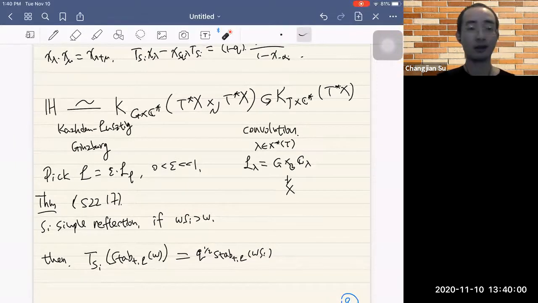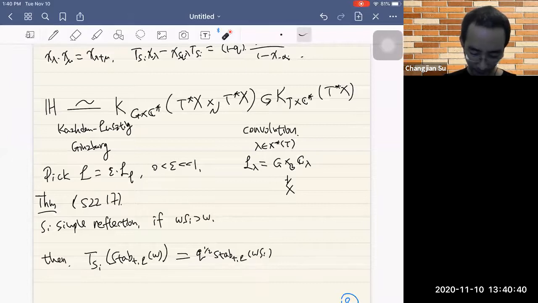A very similar theorem as before is as follows. Now if we consider this Hecke algebra action on this stable basis, where s_i is a simple reflection, and if w s_i is bigger than w under the Bruhat order, then the action of this simple generator T_{s_i} in the affine Hecke algebra on the stable basis is very simple. It is just right multiplication by s_i, and we have this q^{1/2} because of the normalization conditions for this stable basis. We can make this to be 1 by choosing appropriate normalizations.